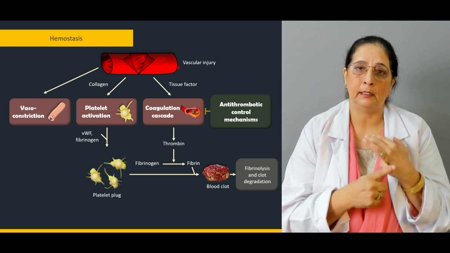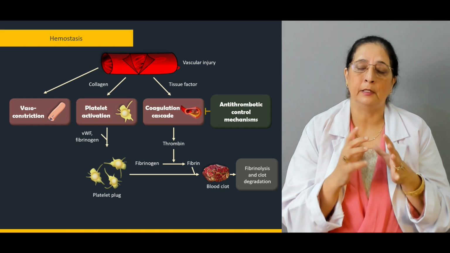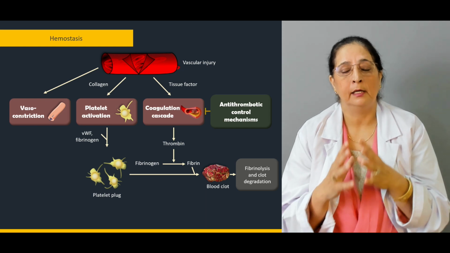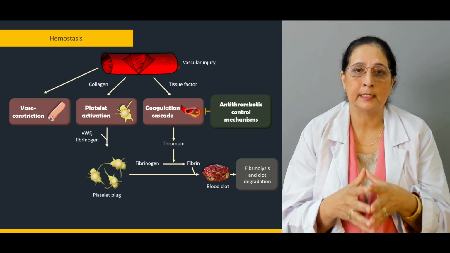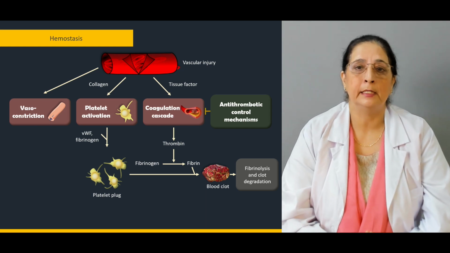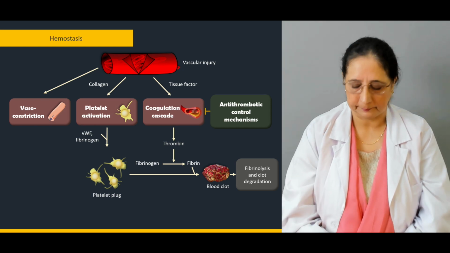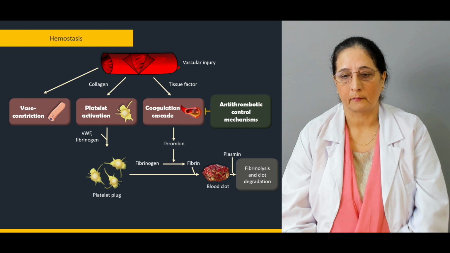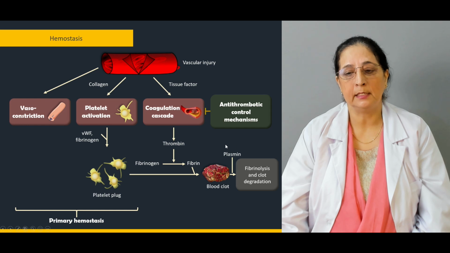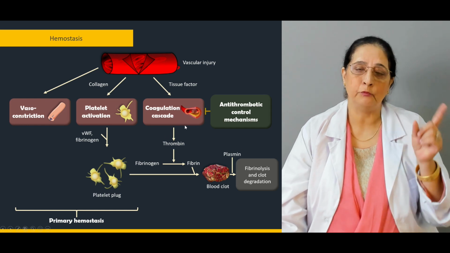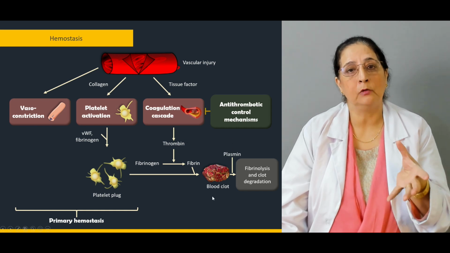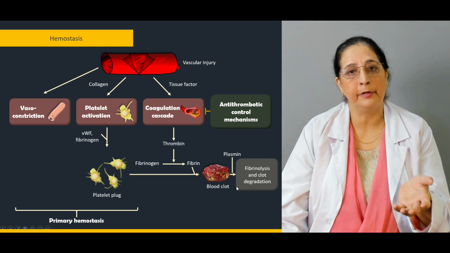So we have a coagulation cascade. Then we have collagen factor, we have the tissue factor, and from the coagulation cascade, thrombin that converts fibrinogen to fibrin and helps in the formation of the blood clot. So here again, plasmin. Plasmin is like thrombin. Thrombin converts fibrinogen to fibrin. We have plasmin. Once the blood clot is formed, it causes fibrinolysis.